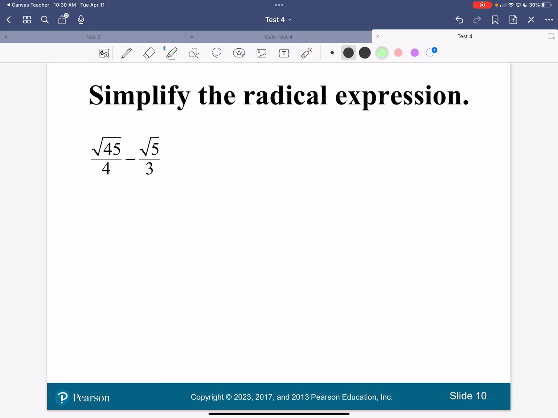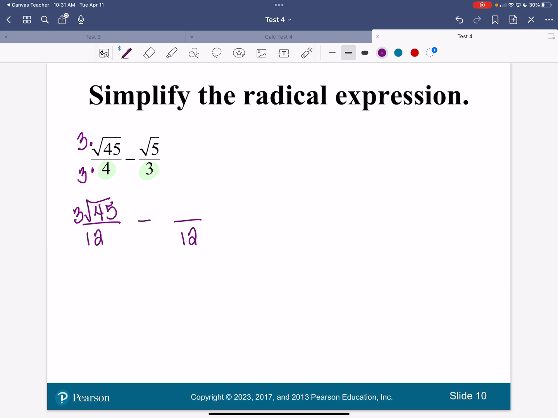So I have a 4 and I have a 3. What's going to be my LCD if I've got 4 and 3? Good, it's going to be 12. So I'm going to have something over 12 minus something over 12. 4 goes into 12 how many times? 3. So I'm going to have to multiply my numerator by 3 also. So I'm going to have 3 on the square root of 45.